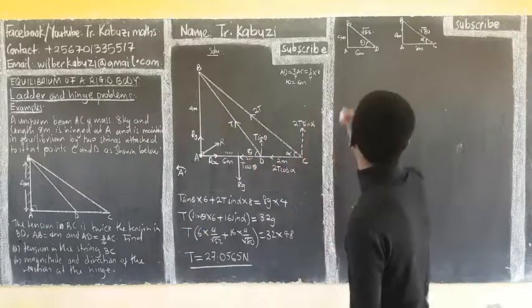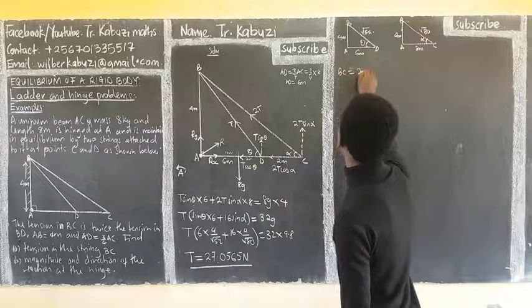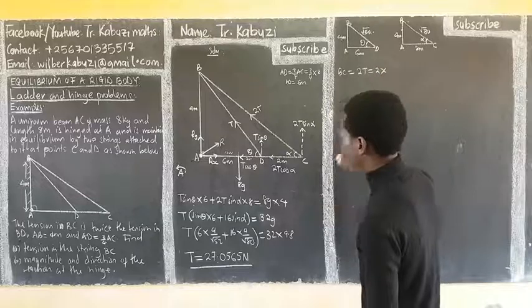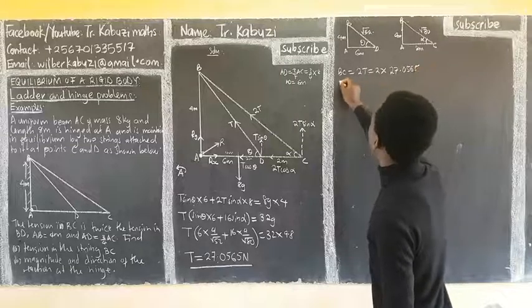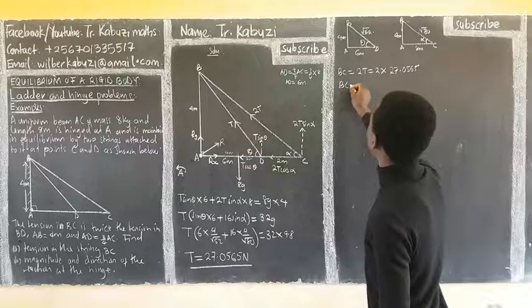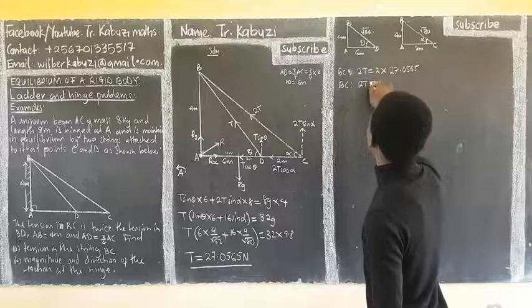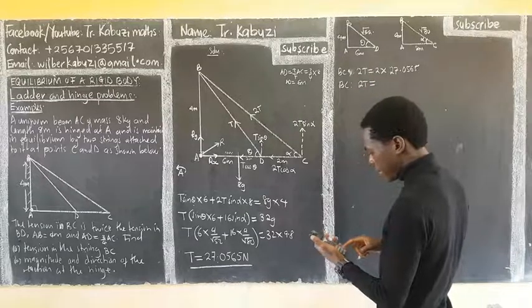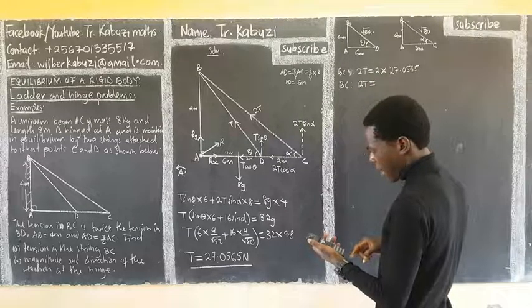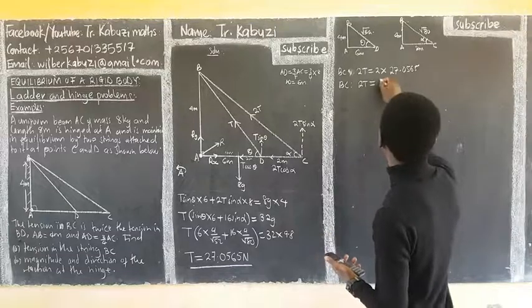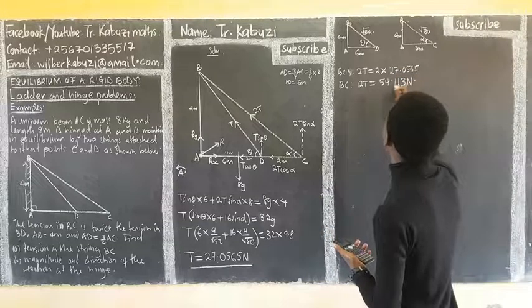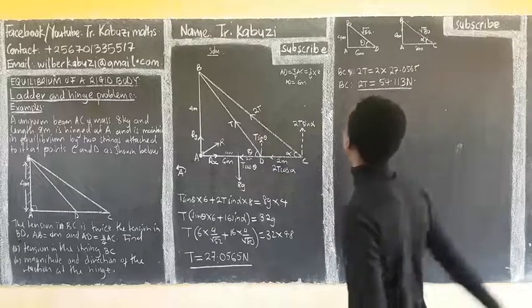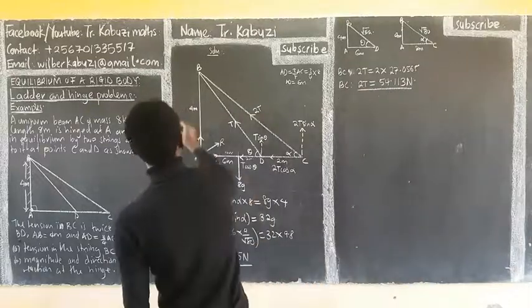So one, the tension in BC. Our BC is going to be 2T, which would be 2 times 27.0565. So the tension in BC will be equal to 2 times 27.0565, which is going to be 54.113 newtons. That's our tension in the string BC. So that's part A. Then we come to part B.